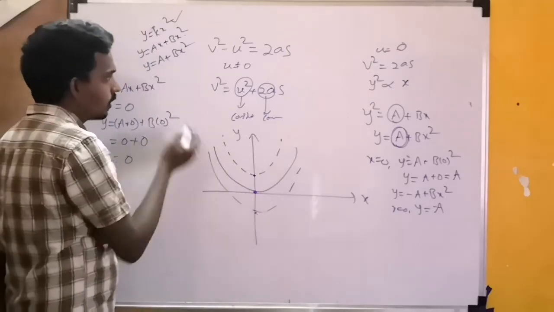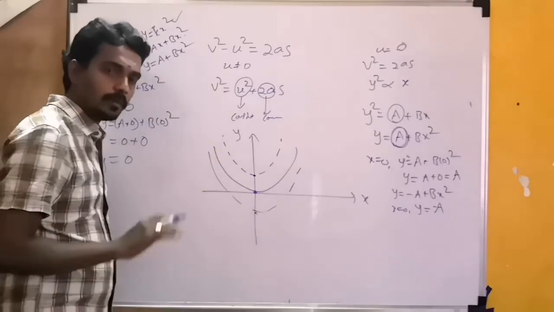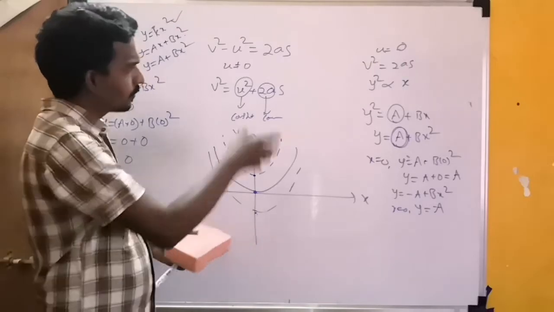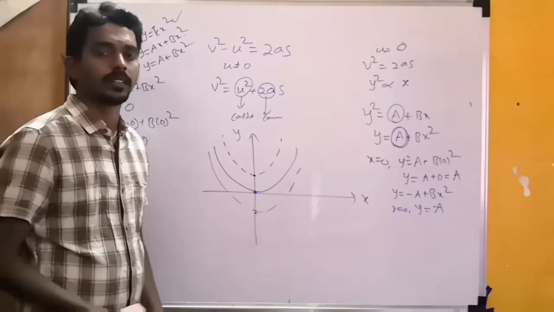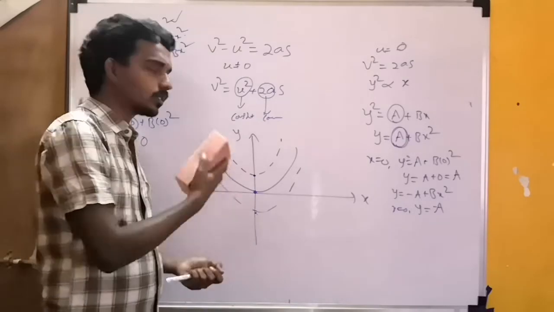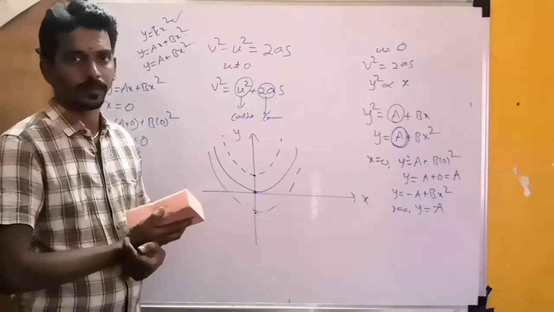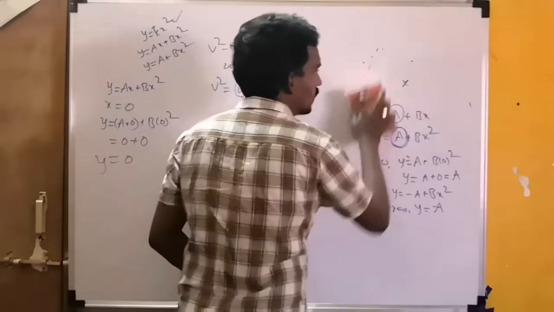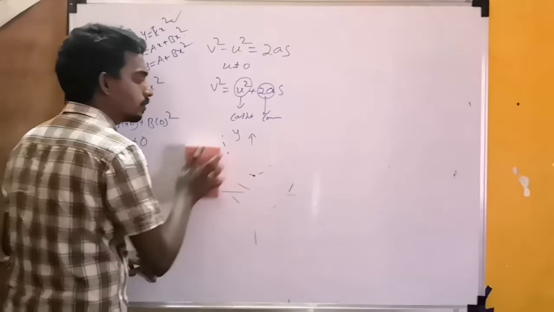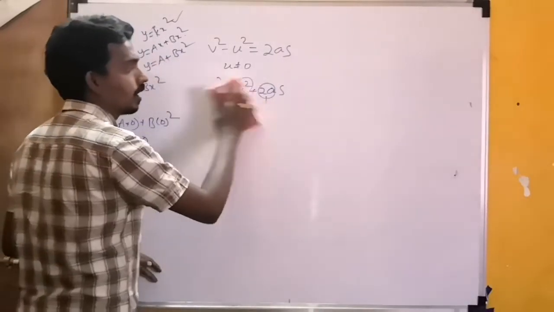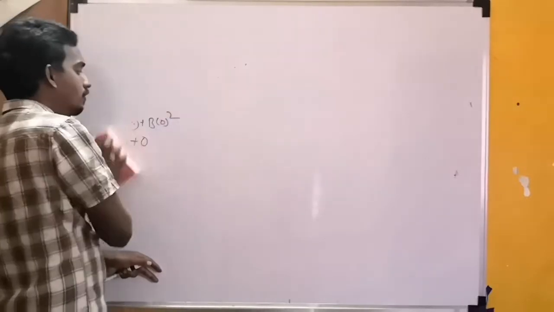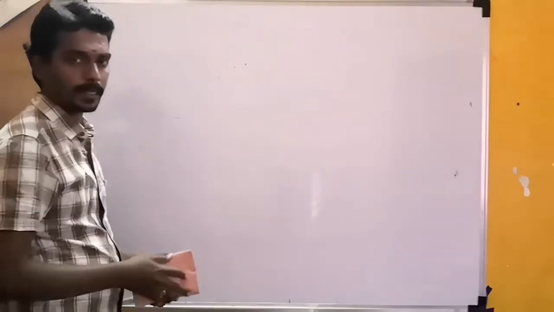Positive means above, negative means below. But the graph is a parabola only. So this difference also you must understand. Not frequently, but they will ask questions based on this also. Right? So please practice everything. Please understand the difference between the different general forms of parabola.